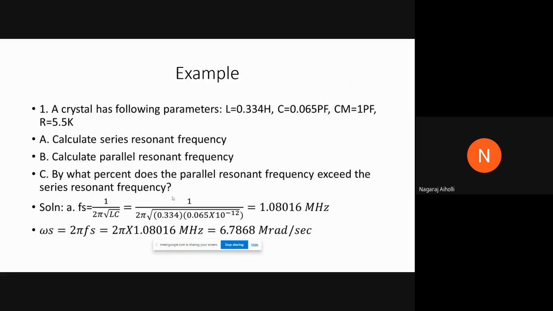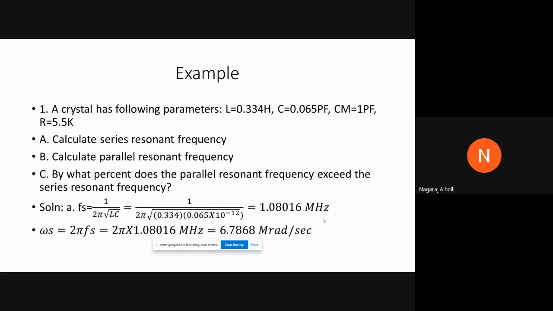Now, all the formulas are readily available for us. We have already derived the formulas for series resonant frequency and parallel resonant frequency. So let us make use of the formulas for our calculations. Fs, the series resonant frequency, is given by Fs equal to 1 upon 2 pi root LC. It is 1 upon 2 pi, L is 0.334 Henry, into capacitance 0.065 into 10 raised to minus 12. If we calculate, it comes out to 1.08016 megahertz.